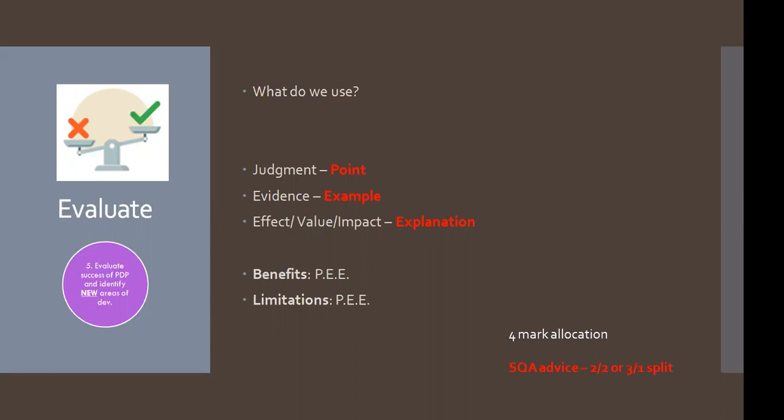So the point, example, explanation, and you can see I've just matched it up with what other centres or what other colleagues are doing. So that judgment, evidence, and the value, effect, impact for us is, in a sense, the explanation. So benefits and limitations, we ask the candidates to look at benefits and limitations using the PE chain again, and I'll show you some examples of that in a moment.